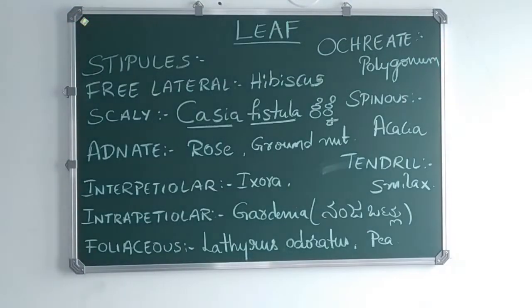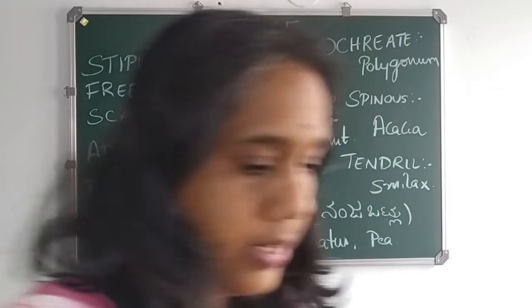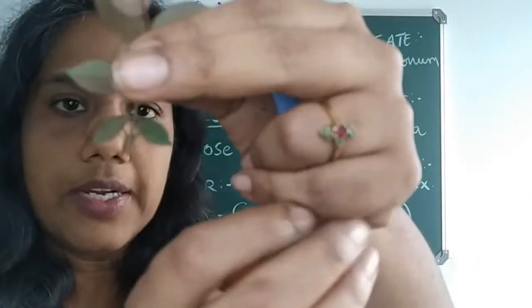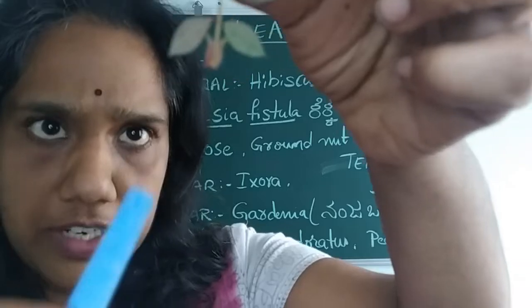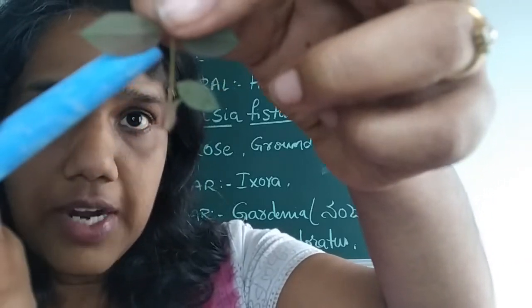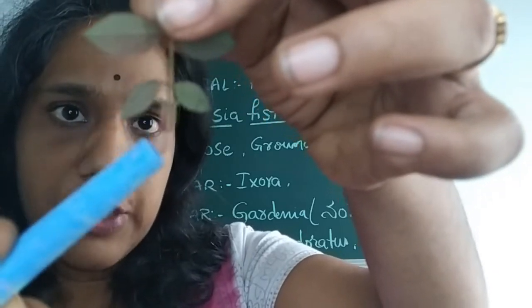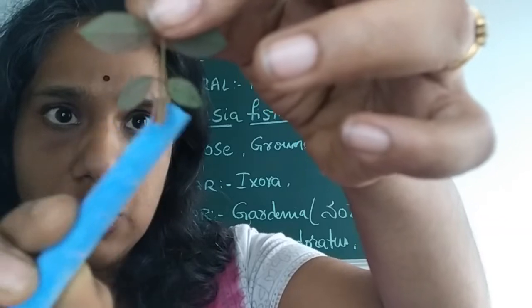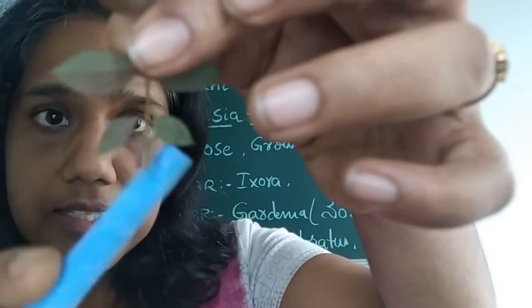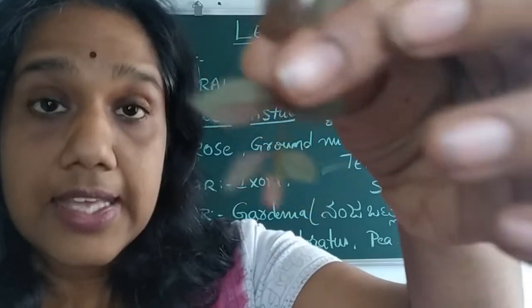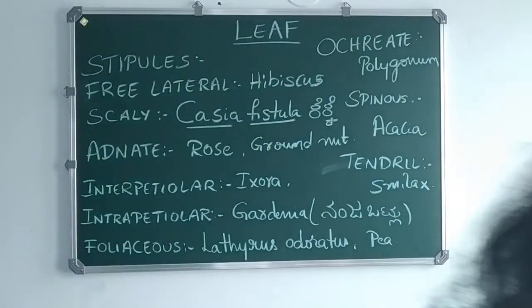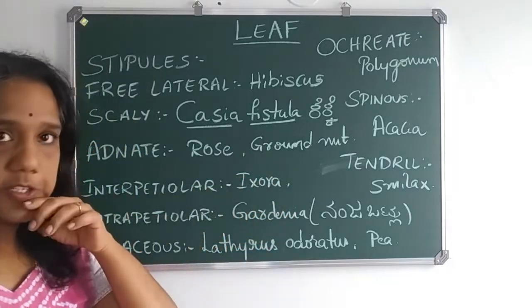I'll show you one more sample. This gives you a better view, because the other one did have a small leaflet coming at the base of the petiole. If you look at it, this particular thing is attached to the petiole up to a certain height, and yet you see the two lateral appendages on either side. This type of stipule is called the adnate stipule, which is very common in rose and groundnut.